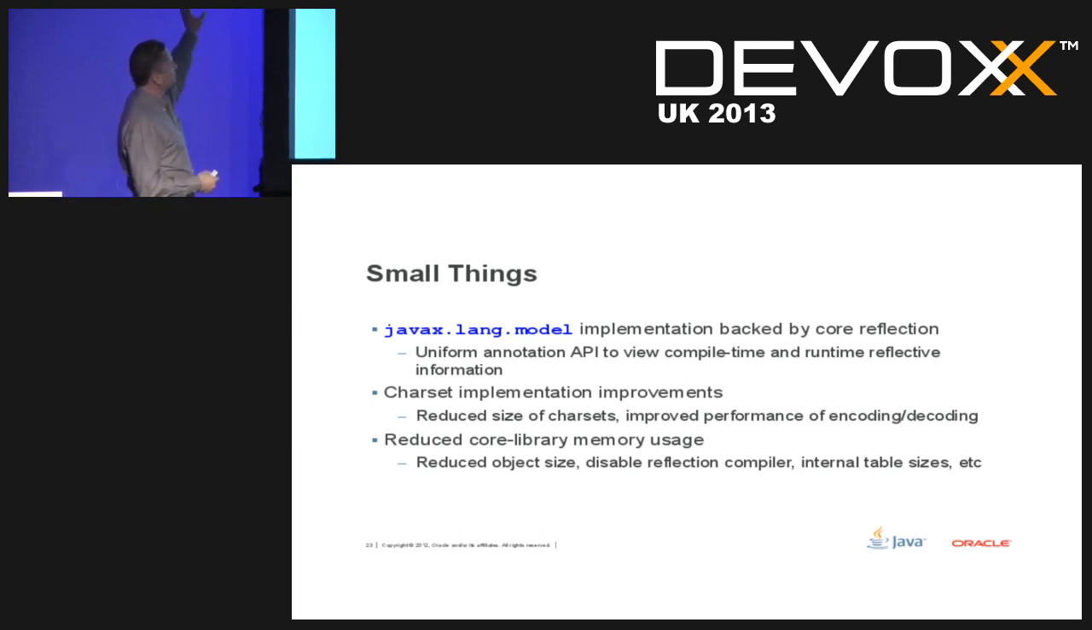A few things about character sets. Most of this is really just improvements in efficiency, a little bit of improvement in terms of size, just making things smaller, performance of encoding and decoding, reducing the amount of memory usage in the core libraries. So we've been looking at various ways that we can just polish our libraries, I think is what I would say. So reducing object size, reducing the internal table size by default, and various other things that we can do just to tweak things to improve efficiency.